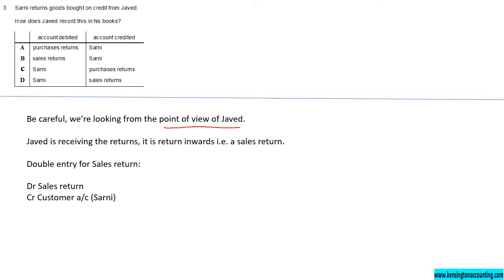Now, when the supplier receives returns, this is known as return inwards. That's another word for sales return. The double entry for sales return is debit sales return and credit the customer account. Therefore, the correct answer is B.